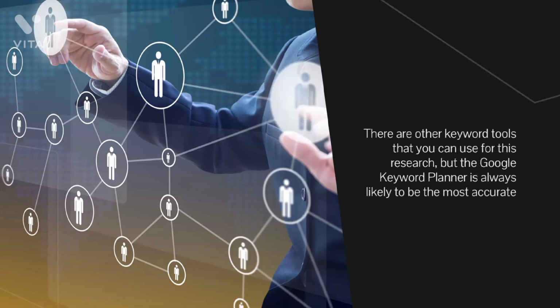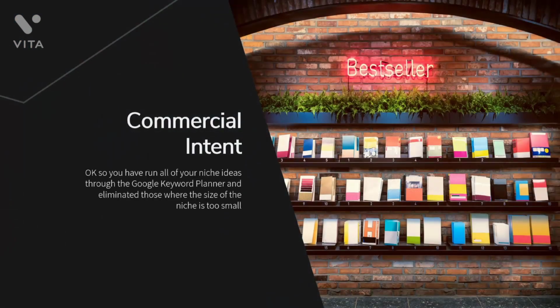There are other keyword tools that you can use for this research, but the Google Keyword Planner is always likely to be the most accurate. It is easy to use and free, so it is not worth using anything else in our opinion. Commercial intent. Okay, so you have run all of your niche ideas through the Google Keyword Planner and eliminated those where the size of the niche is too small.